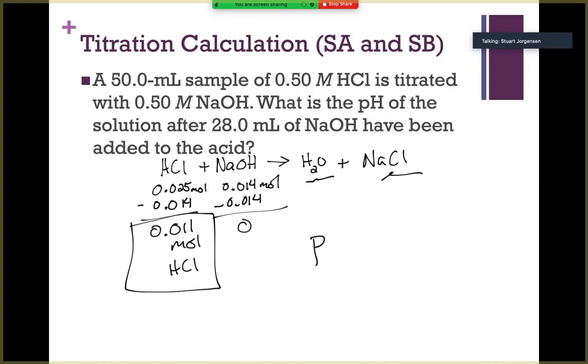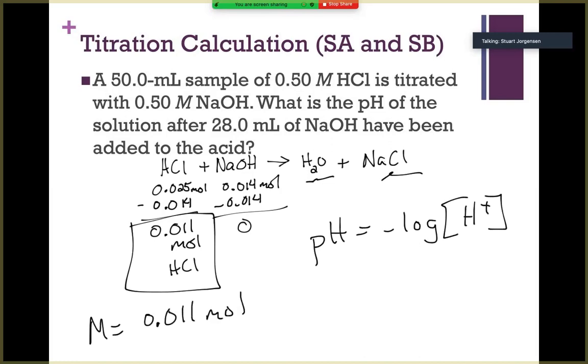Well, pH is equal to the negative log of the hydronium concentration. Oh, we need concentration. We got moles. Molarity equals 0.011 moles divided by the new total volume. So it's going to be 0.05 plus 0.028. So we're going to be 0.0780 liters. New total volume. We've technically diluted into more water.